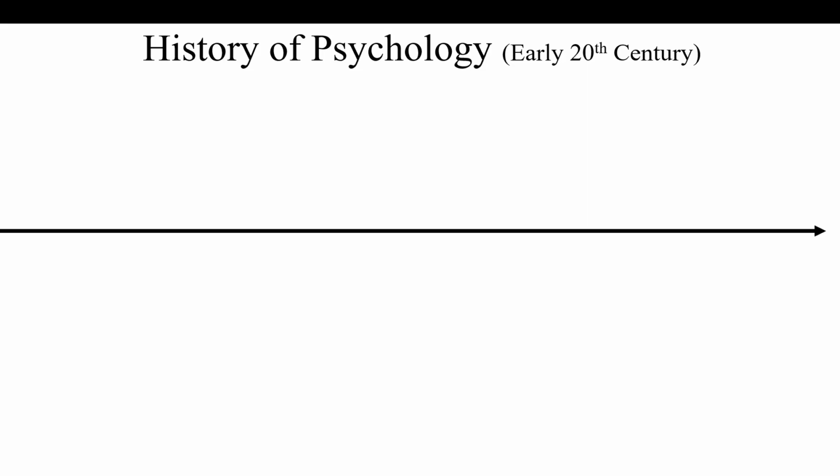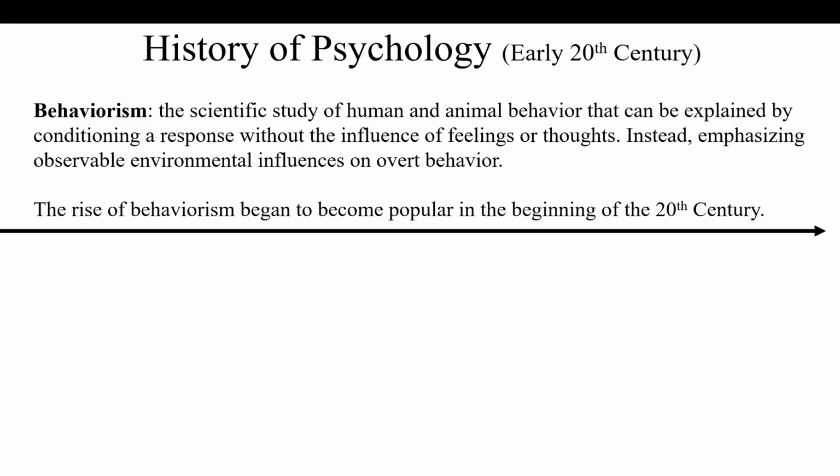Next, in the early 1900s, behaviorism was introduced. Behaviorism is the scientific study of human and animal behavior that can be explained by conditioning a response without the influence of feelings or thoughts. This approach is in direct opposition to the scientists and theories I previously mentioned, who studied the mind and a person's inner experiences. Instead of using one's thoughts or feelings to explain certain phenomena in the world, behaviorists use observational environmental influences on overt behavior to explain these phenomena.